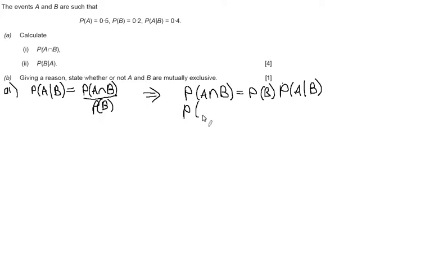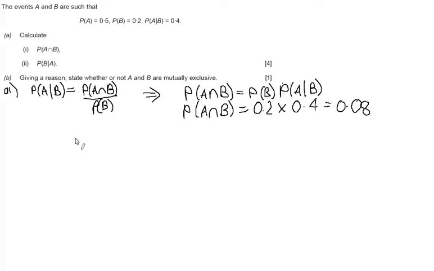So the probability of A intersect B will be the probability of B, 0.2, times the probability of A given B, which is 0.4, and this gives us an answer of 0.08.